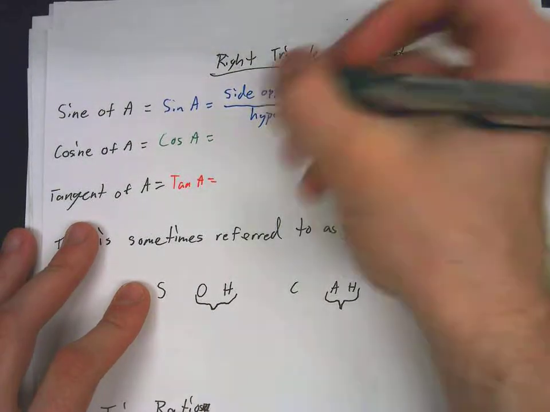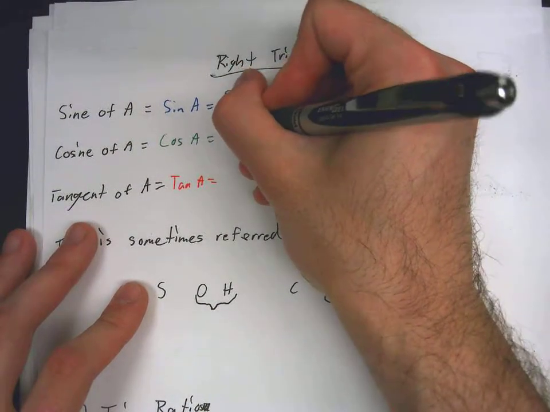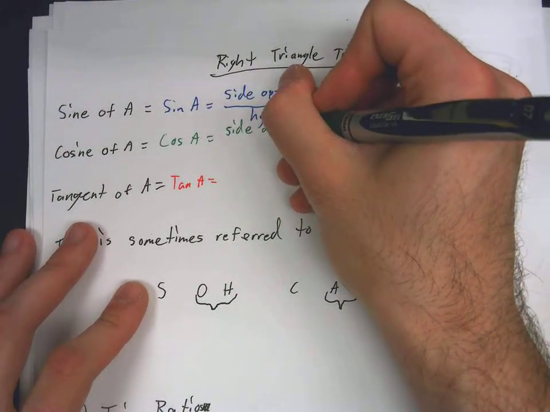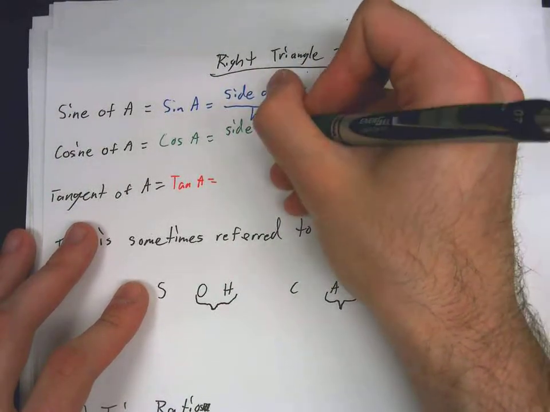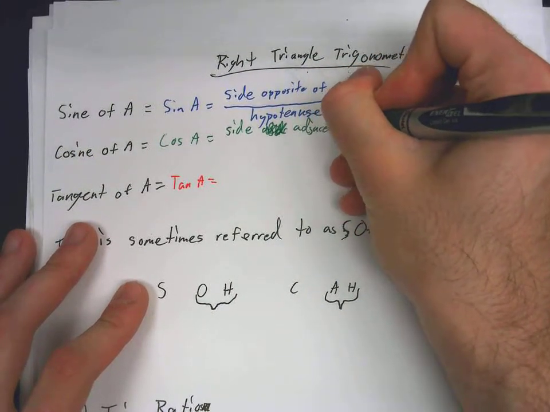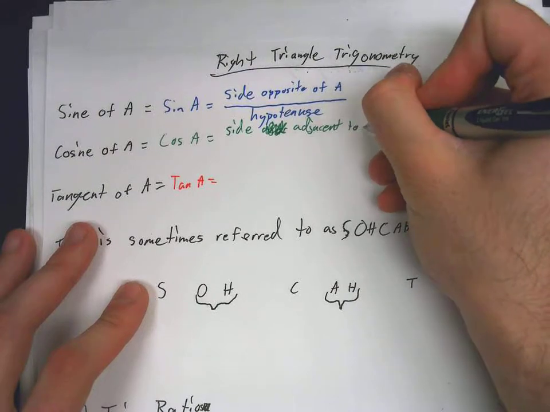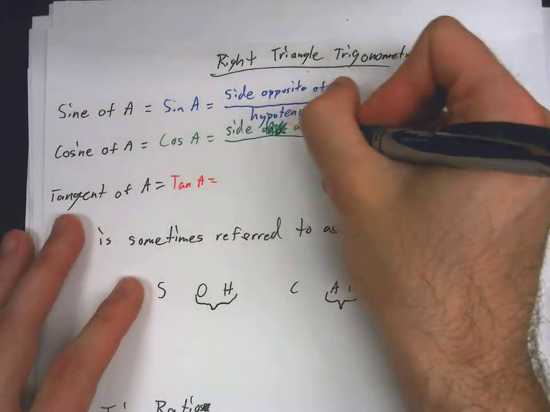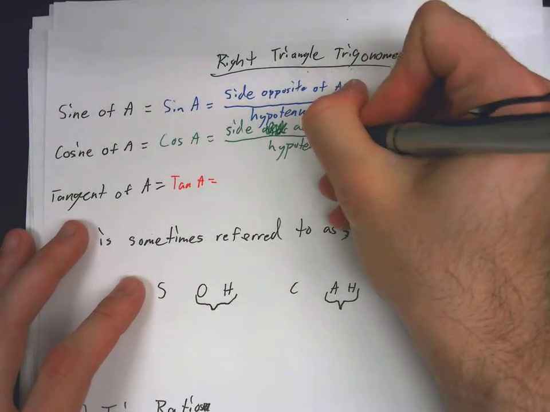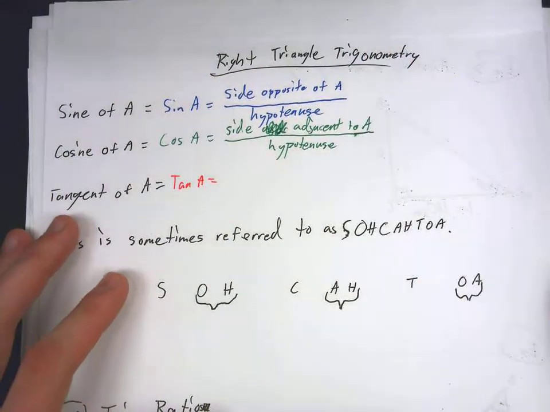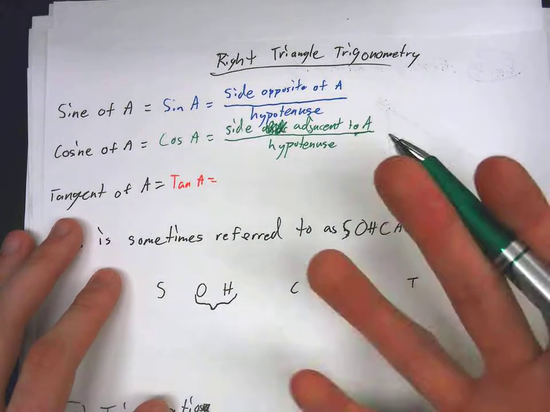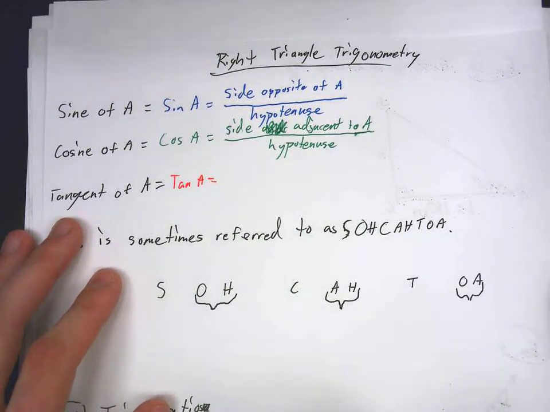Cosine, on the other hand, is the side adjacent. Wow, I cannot spell. Adjacent to A. And that is also over the hypotenuse. So keep in mind, these are fractions. I'm writing out the fractions with the description. So it's the side adjacent to A, which adjacent means next to. It's the side that's right next to angle A.